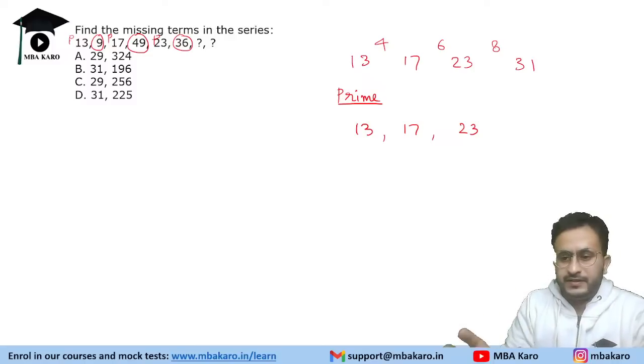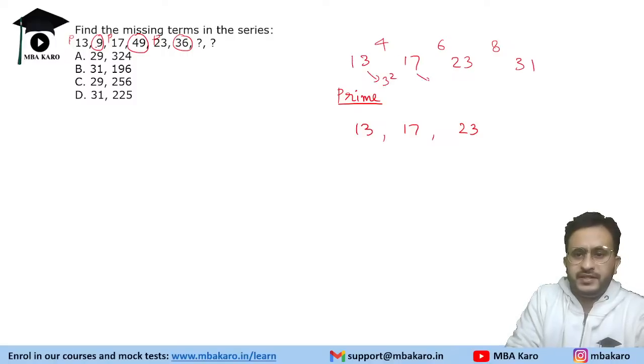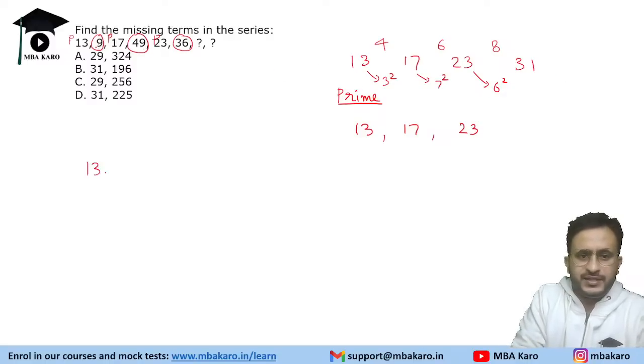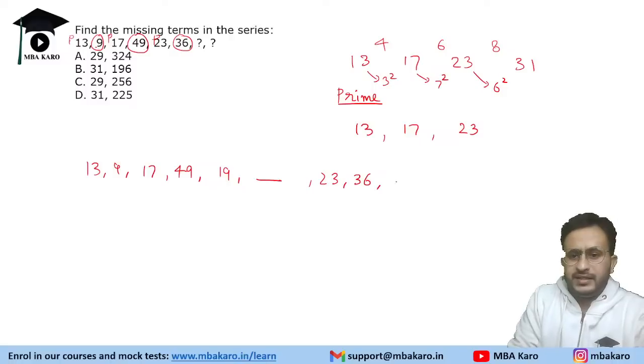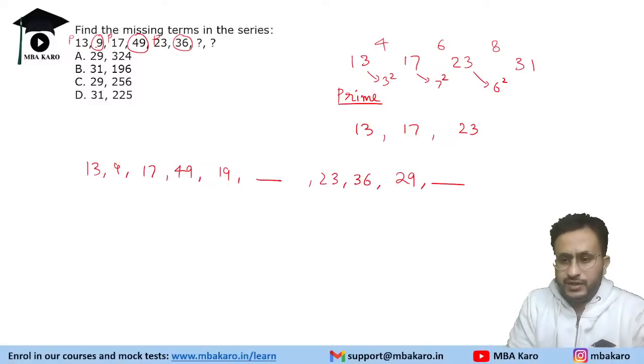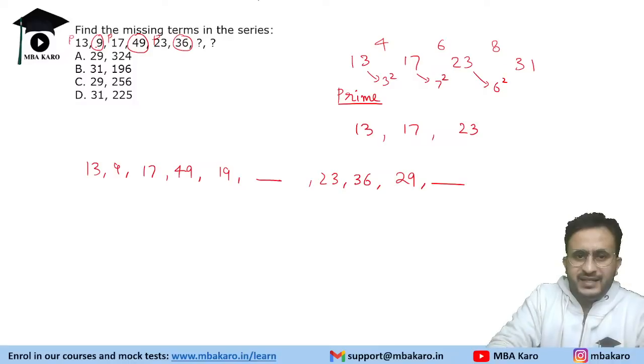Now, what is the logic for the square number? After 13 comes 3 square, after 17 comes 7 square, this is 6 square. So I took the logic wrong, my bad. The series should be 39, 17, 49. Then for 19, I'll tell you the number which will come: 23, 36, and then this would be 29, and then I'll tell you the number for it. So basically, mistake here, right?